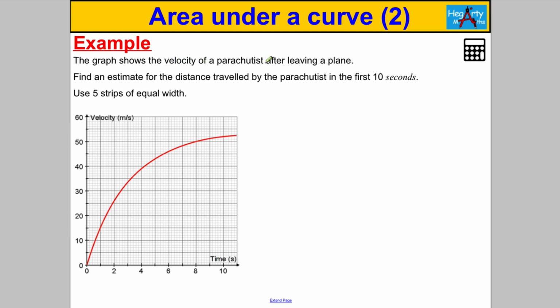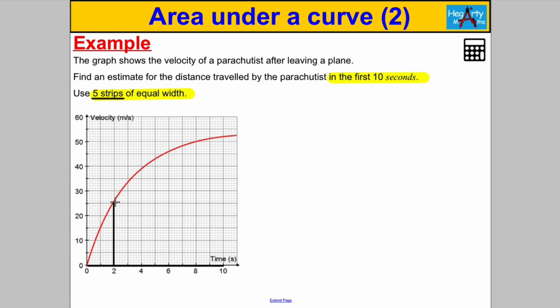So we're given the velocity of a parachutist after leaving a plane. We're asked to find an estimate for the distance travelled in the first 10 seconds. Use 5 equal strips. So the first 10 seconds is from here to here. If we're using 5 equal strips, each strip must be 2 wide. 10 divided by 5 gives us 2.